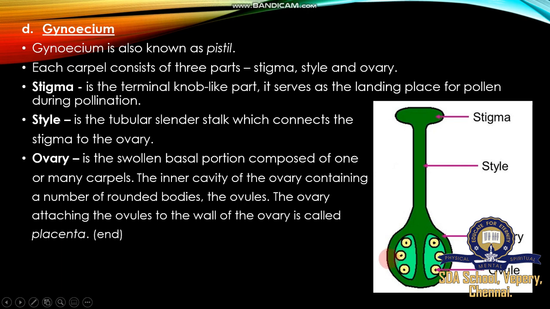Placenta means the attaching tissue between the ovarian wall and the carpel or seeds. Seeds are attached with the help of this ovarian wall, which is called the placenta. Sometimes you are asked, what is placenta? What is placentation? The phenomenon of attachment of the ovary wall and seed or ovule is called placenta or placentation.